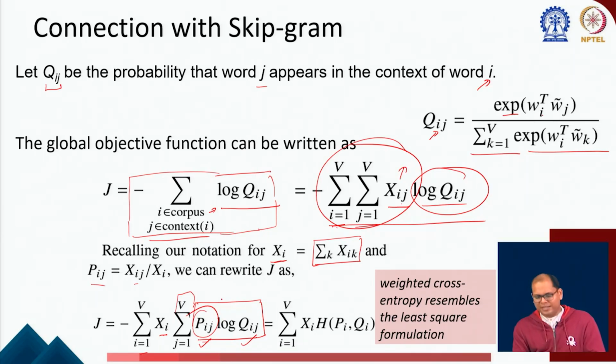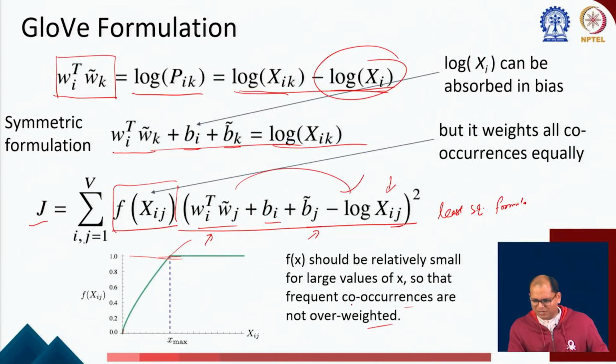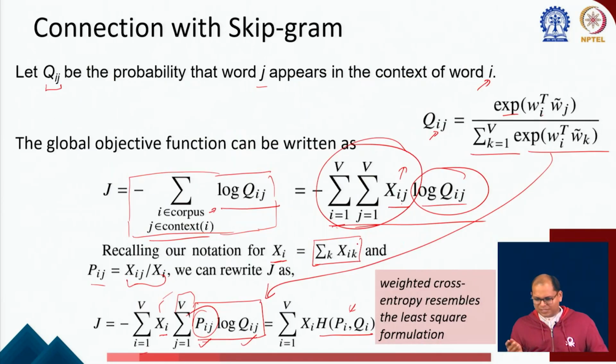pij is the conditional probability and qij is what you are getting through the embedding similarity. So this is the actual probability of co-occurrence, and this is the embedding similarity based probability. So you are doing a cross entropy over there and weighting it by the individual frequency. So it's a weighted cross entropy loss that you get. And this in some way resembles the least square formulation that glove proposed. Here also you were seeing the word embedding similarity and what you get from the co-occurrence, so you are trying to compare that. This is the connection that they brought between skip-gram and glove.